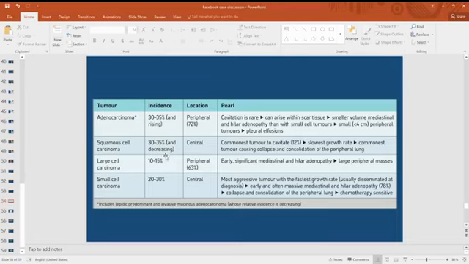Large cell tumor accounts for about 10 to 15% and is peripheral in location. Small cell carcinoma is about 20 to 30% and is central in location. It is the most aggressive tumor with the fastest growth rate, and usually disseminates at diagnosis. Early and even massive mediastinal and hilar adenopathy occurs in more than 75%, with collapse and consolidation of the peripheral lung, and it is sensitive to chemotherapy.